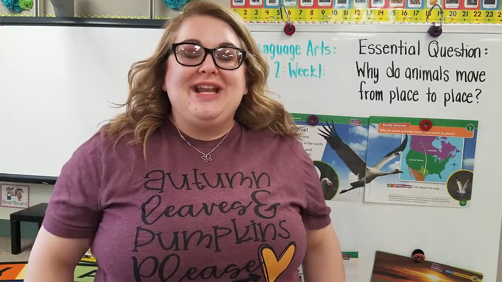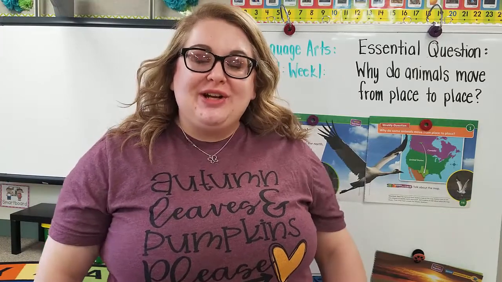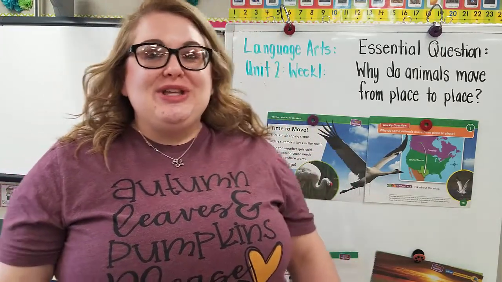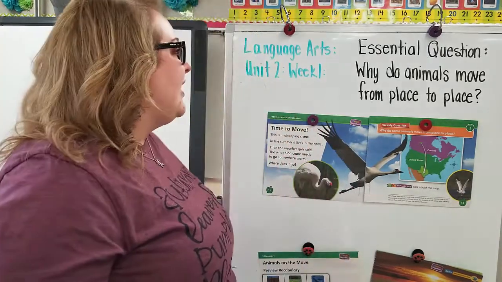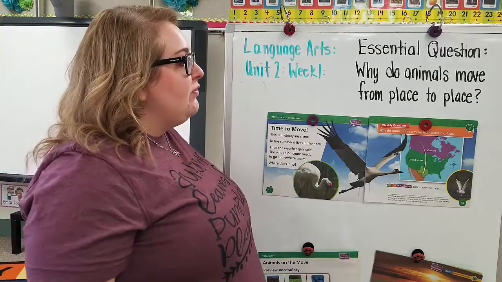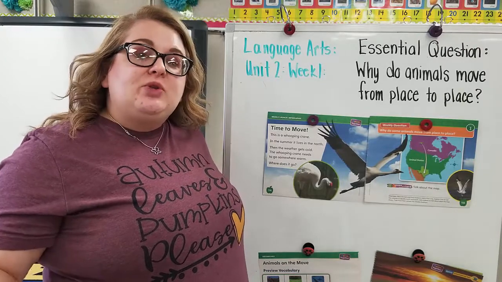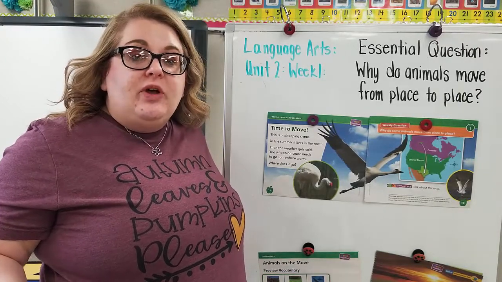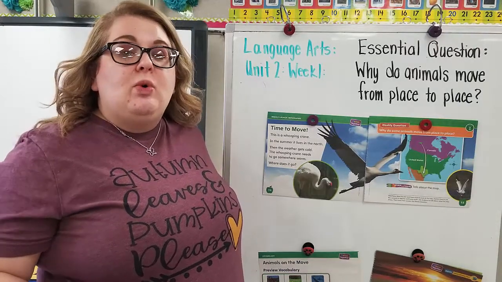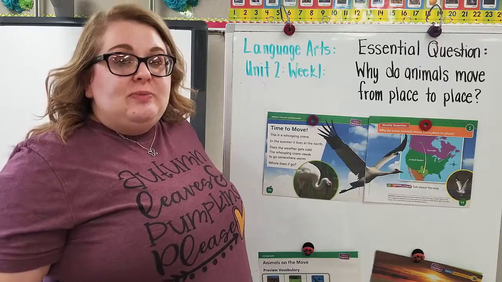We are working in Unit 2 now. So let's look at our question for this unit, Unit 2, Week 1. Our question is, why do animals move from place to place? So those could be small animals, big animals. We want to know, why do they need to move? What are they needing to do, or what kind of things do they need to make them move?